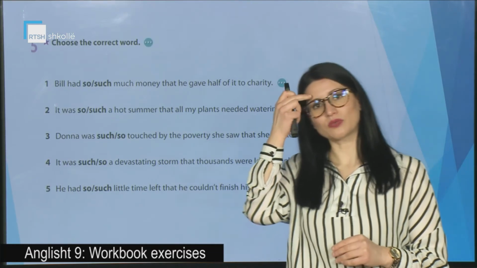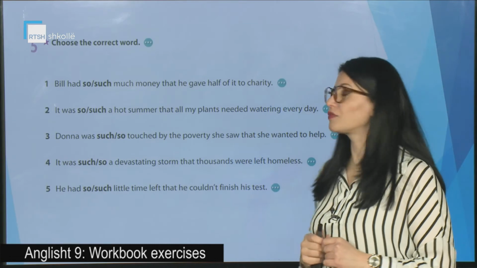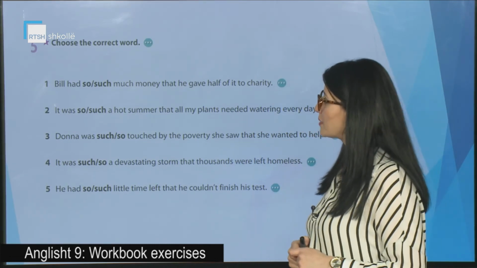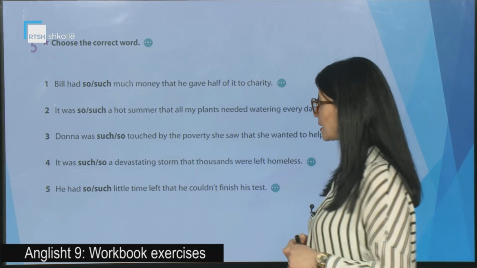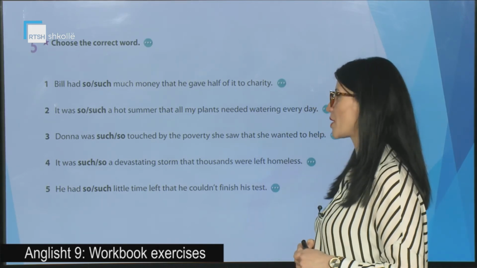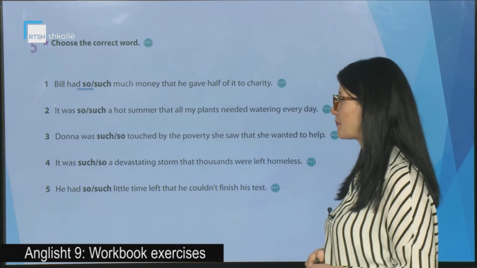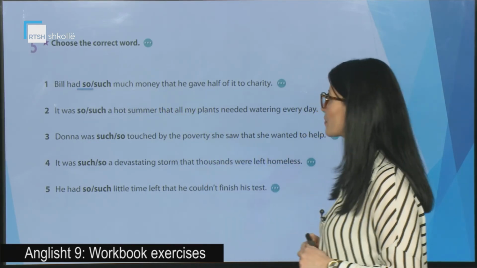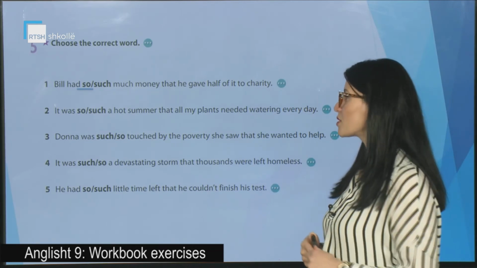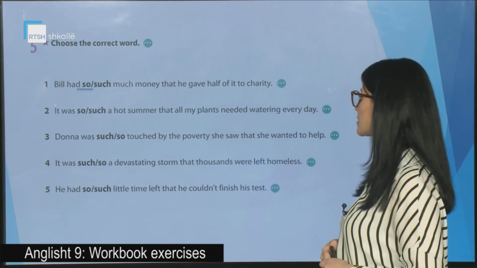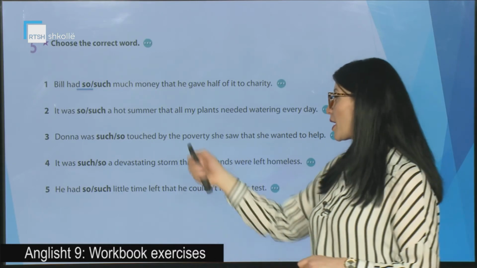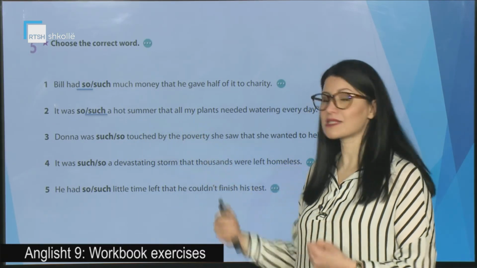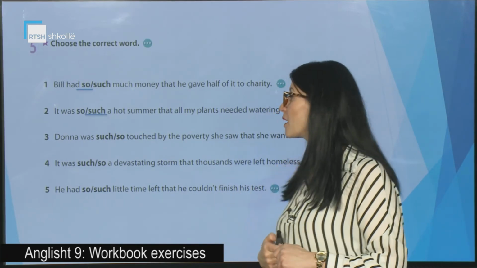And here we have another exercise. You are going to choose the correct word. Here we have the clauses of result. Bill had so or such money that he gave half of it to charity, and it is so much money because we have an uncountable noun and we use much. It was so or such a hot summer that all my plants needed watering every day. We have a singular noun with an adjective, so we use such a hot summer.